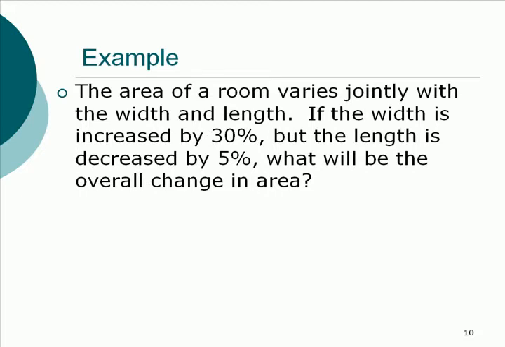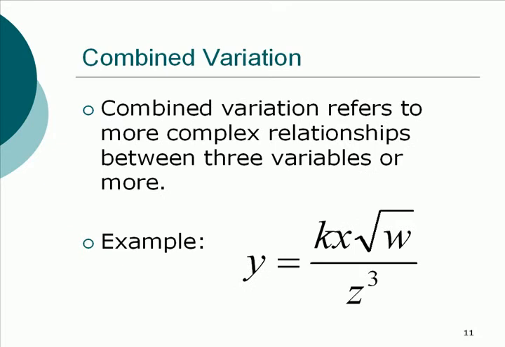Well, that leaves us with just basically one more case. Combined variation. Combined variation is everything else. Here's an example. If y varies with x, the square root of w, and inversely with the cube of z, you've got a combined variation. Again, that relationship has to be given to you. You don't have to figure that out. It's always told to you. You just need to read what the words say.